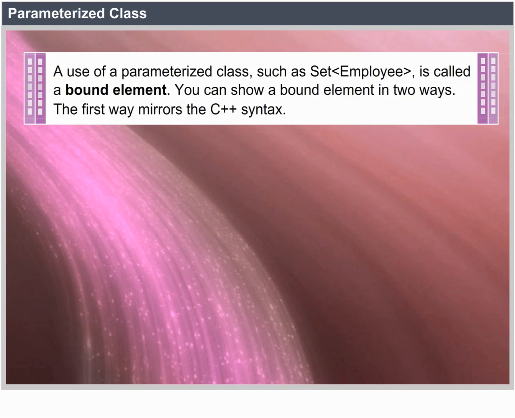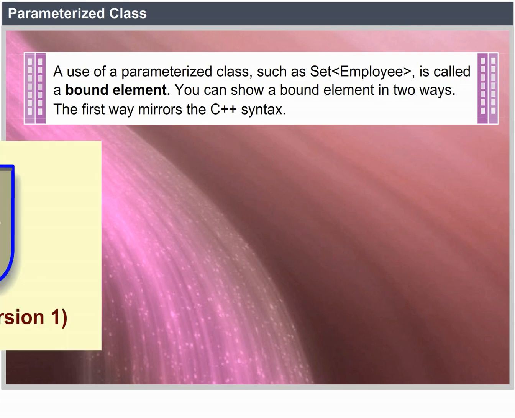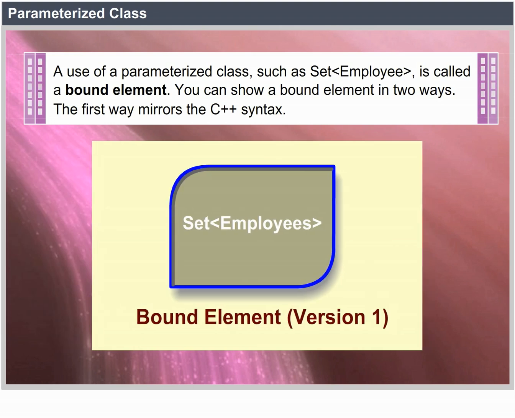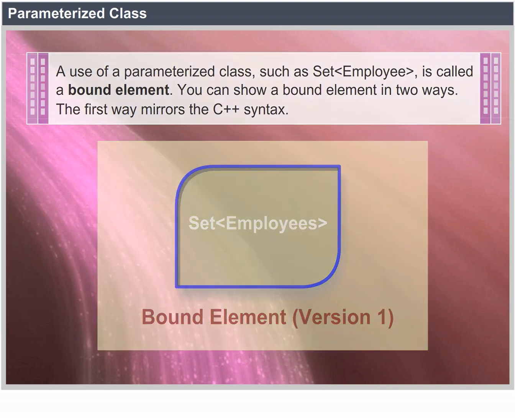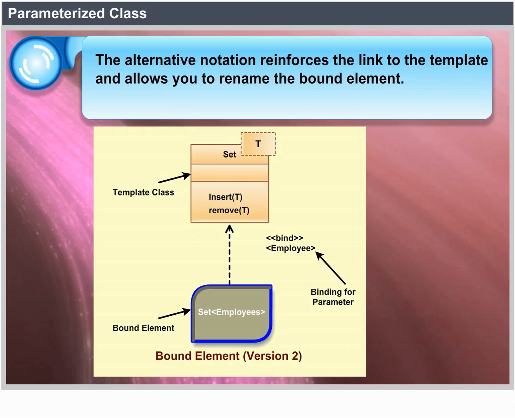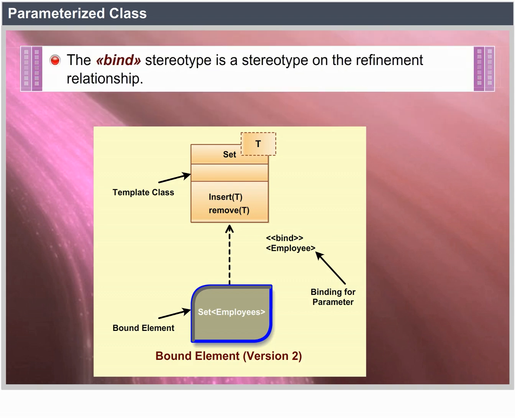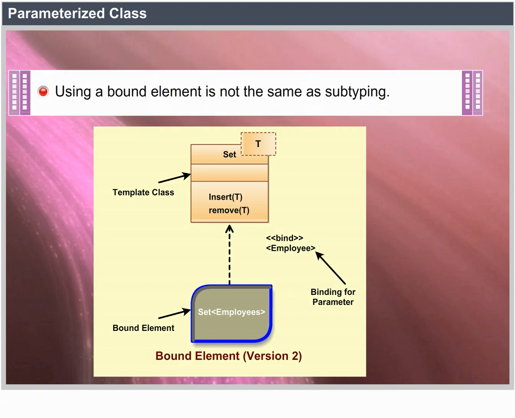A use of a parameterized class such as Set<Employee> is called a bound element. You can show a bound element in two ways. The first way mirrors the C++ syntax. The alternative notation reinforces the link to the template and allows you to rename the bound element. The bind stereotype is a stereotype on the refinement relationship.